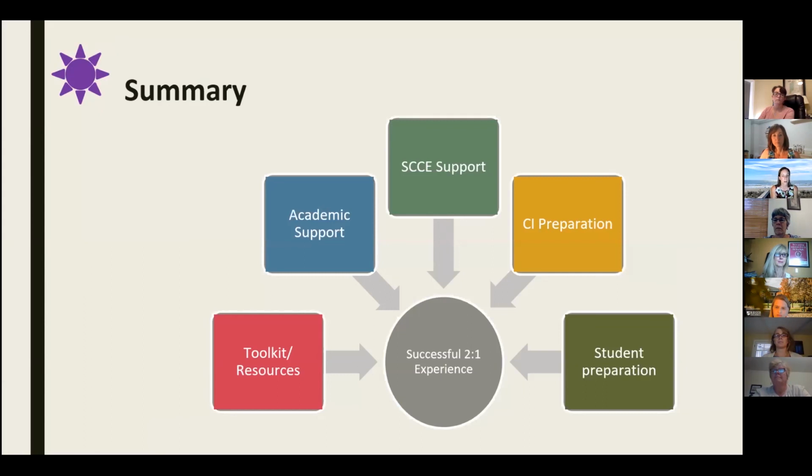And that comes from all of these different areas: student preparation, CI preparation, engaging the SCCE in their role to support the CI, the academic program being involved and engaged before, during, and after the experience, and using the toolkit, which we advocate for, but also other resources and support, and offering the opportunity to really sit down and have a conversation around what is going on? How can we make this happen and make this successful? What do you need? What are the needs on all ends?